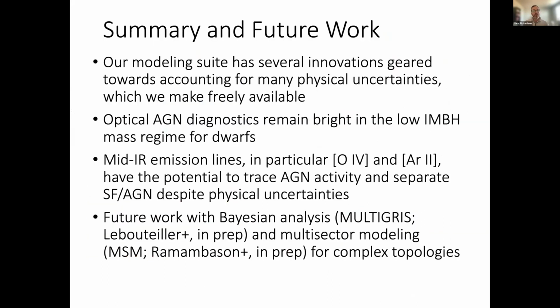So the summary is that we have this new modeling suite geared for many of these different physical uncertainties. There's hope that we've observed 10 to the 3 solar mass black holes in SDSS. We just have to know where to look for them. There's a lot of great emission lines through JWST to constrain this activity. And our future work is going to use Bayesian analysis and multi-sector modeling for even more complex topologies. So I think I'm out of time, so I'll leave it there. And thanks.